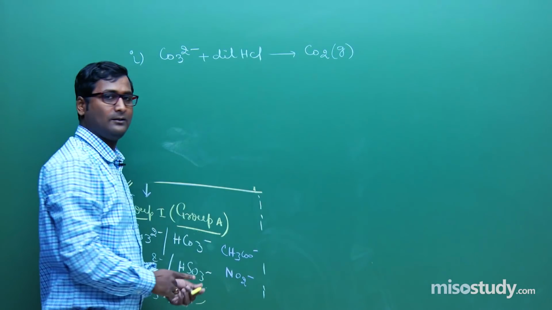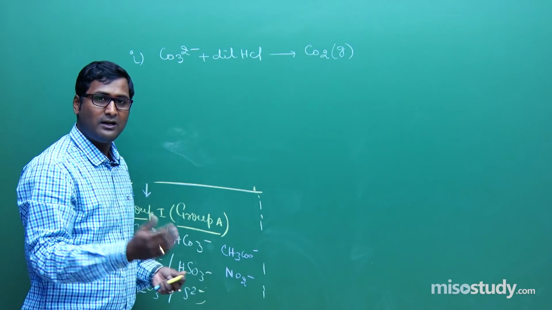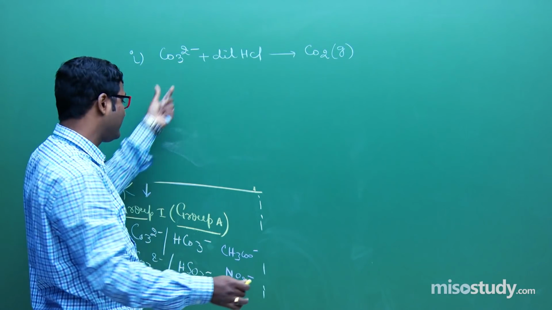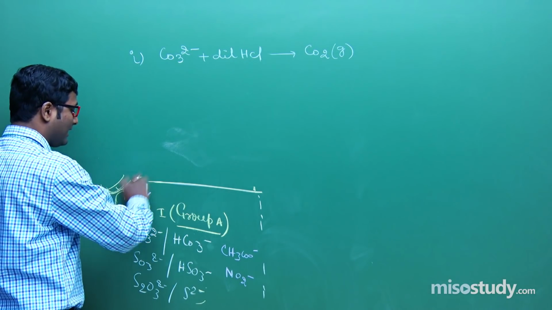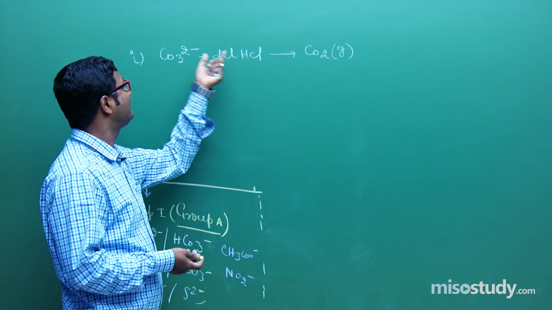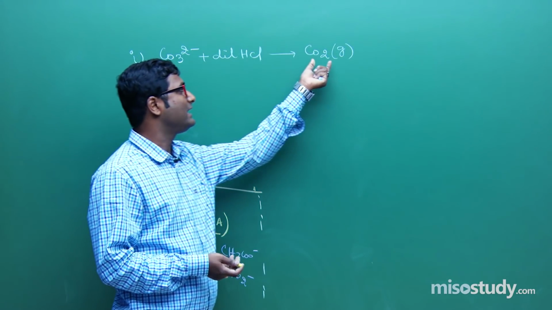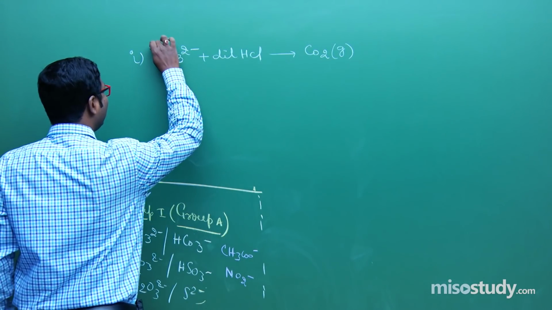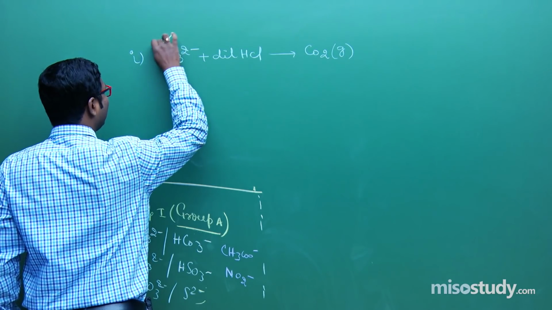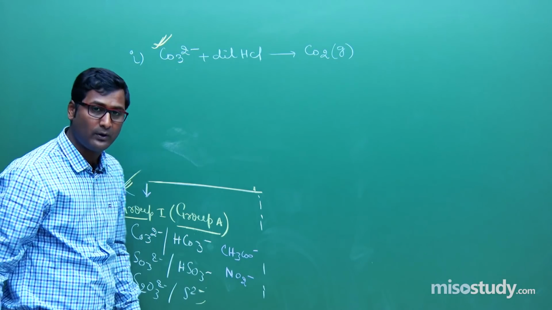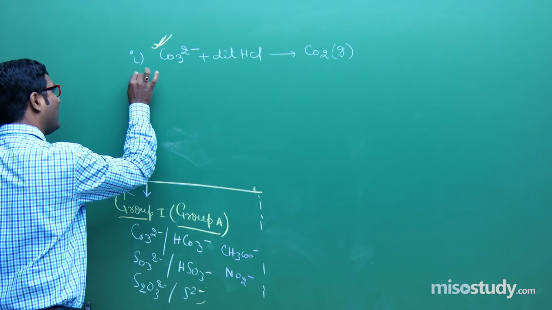So if a salt contains carbonate ion, we do not know, but if there is a mention, it is a group A class, that is, treat with dilute HCl. If it gives CO2 gas, then we can say the anionic radical, or the acidic radical, is carbonate.